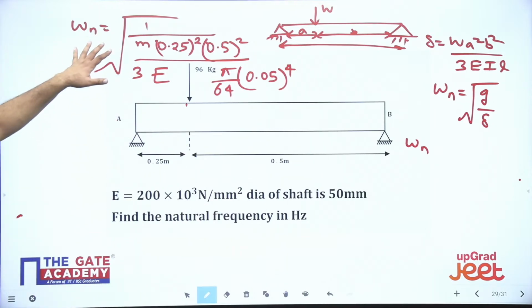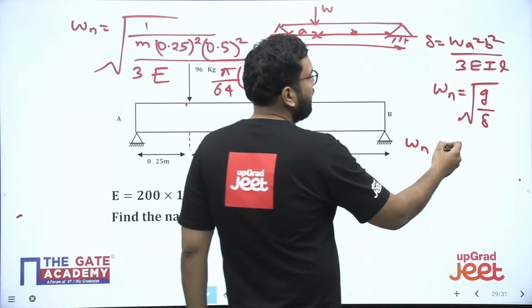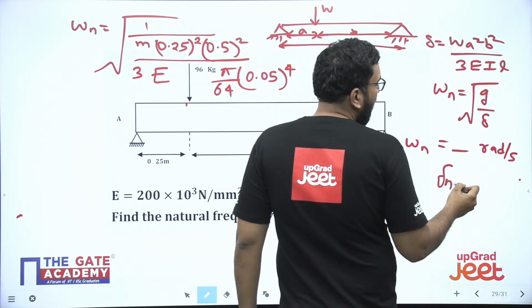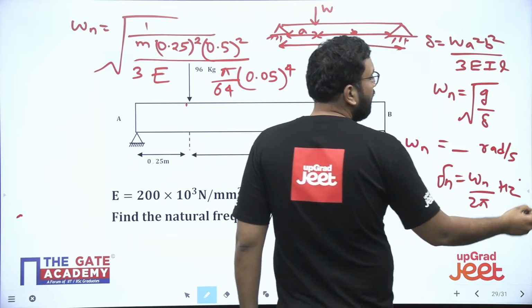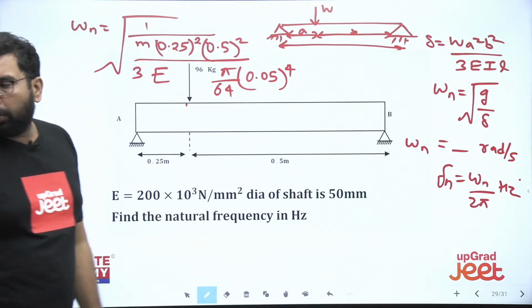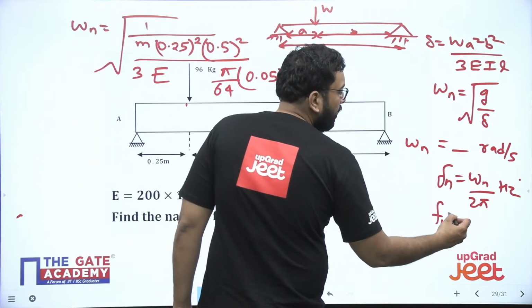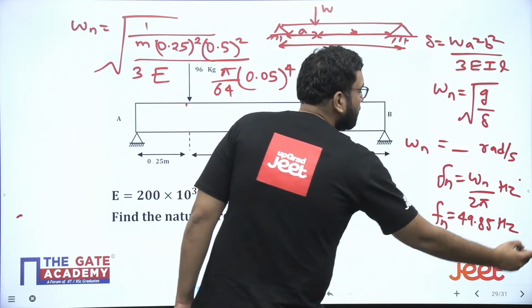So this is going to be your omega n. In this formula you are going to get radian per second. Then you have to divide this by 2 pi to get it in hertz. So when you do it, you will be getting 49.85 hertz. Is it fine to you, beta?